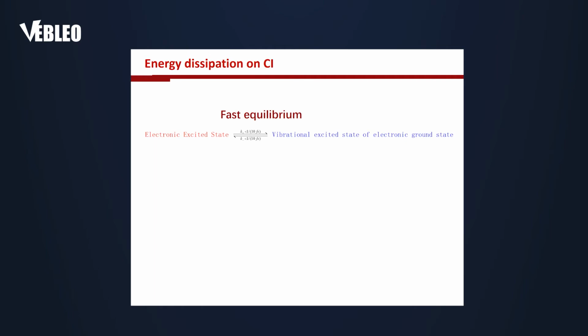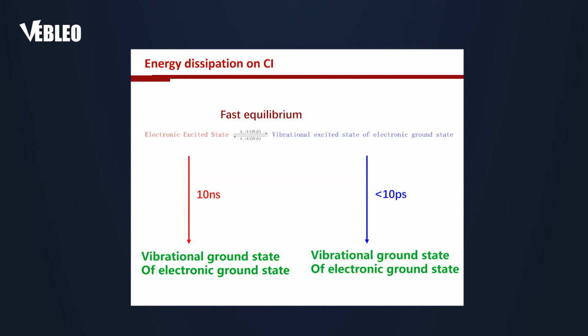They can convert into each other within tens of femtoseconds. The electronic excited state dissipates energy very slowly, at around a 10 nanosecond time scale, as we just discussed for the weak-coupling limit and for spontaneous emission. However, the vibrational excited state of the electronic ground state dissipates energy at a much faster time scale, around 1,000 times faster, the picosecond time scale. And you may ask why these two mechanisms have such different kinetics.